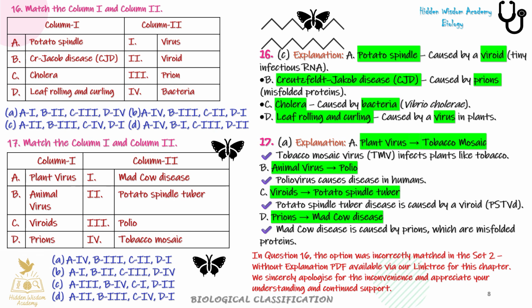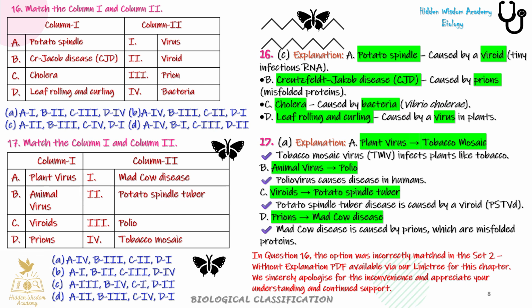Question 17. Match the column 1 and column 2. Column 1. A. Plant virus. B. Animal virus. C. Viroids. D. Prion. Column 2. 1. Mad cow disease. 2. Potato spindle tuber. 3. Polio. 4. Tobacco mosaic.